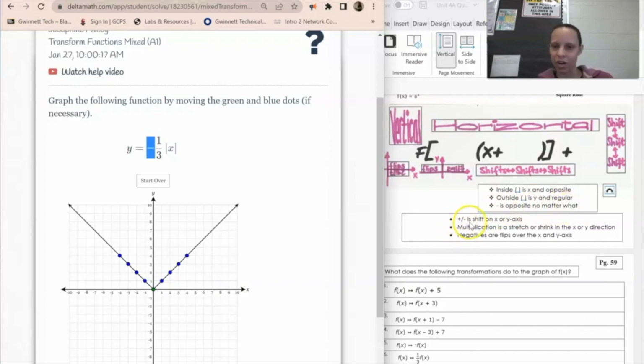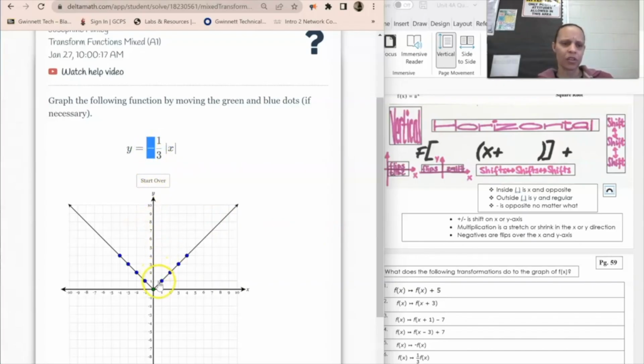Is it adding and subtracting? Nope. Are you multiplying? Nope. It's a negative. Negatives are flips over the x and the y axis. And we just said it's opposite no matter what. So it's flipping opposite of what you think. Okay, so let's go to this. It's outside. I would think it's y and regular, but it's going to be opposite. So instead of it flipping over the y-axis like I would think, it's going to flip over the x-axis.